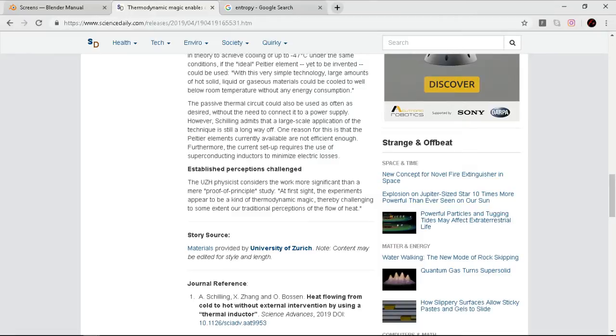One reason for this is that the Peltier elements currently available are not efficient enough. Furthermore, the current setup requires the use of superconducting inductors to minimize electrical losses.